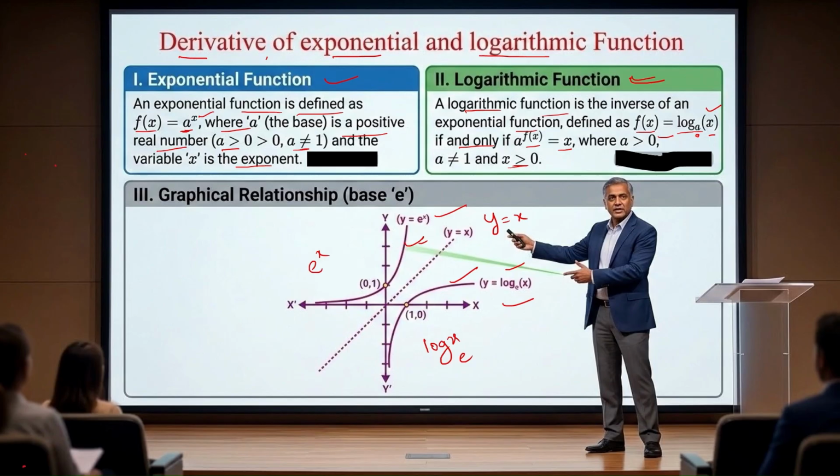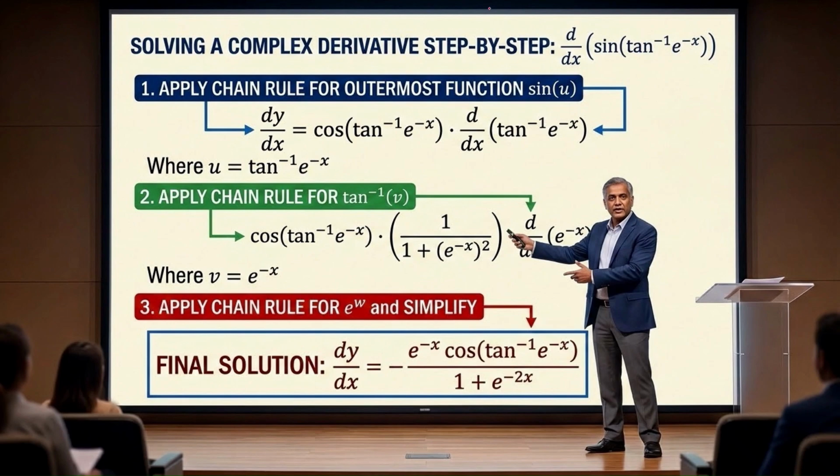Next we will move on to the examples. First one: find the differentiation of sine of tan inverse e power minus x. The first step: here I will take three functions. The outer function is sine, the inner function is tan inverse, and the still more inner function is e power minus x.